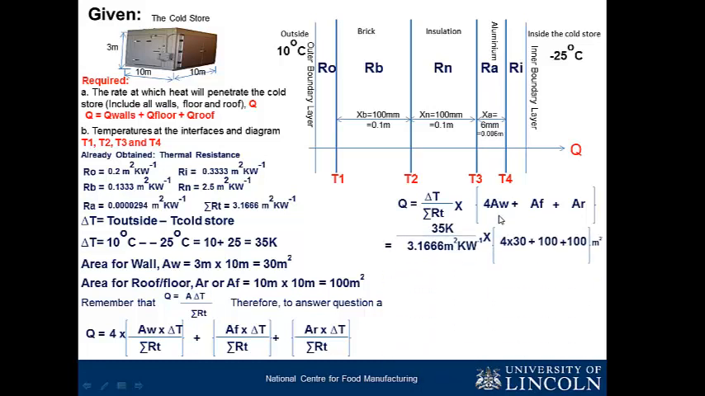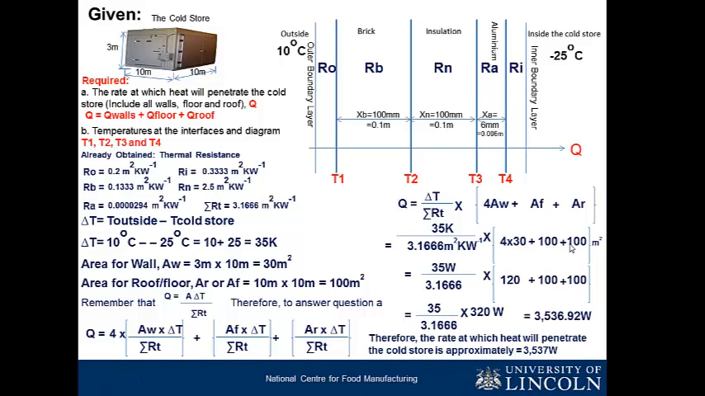Then all I need to do now is just to put in the values. Delta T is 35. This is what we've calculated before, our summation of thermal resistance, not including the area. So we have this again for the area. Then for the final answer, we have our Q to be 3,536.92 watts, which is approximately 3,537 watts. That is what we have for Q, using my approach, which I believe is correct. Now let's go and use the approach in the HNC book.